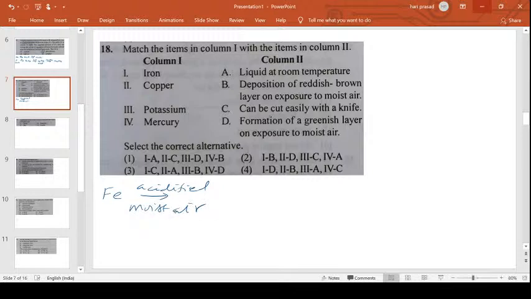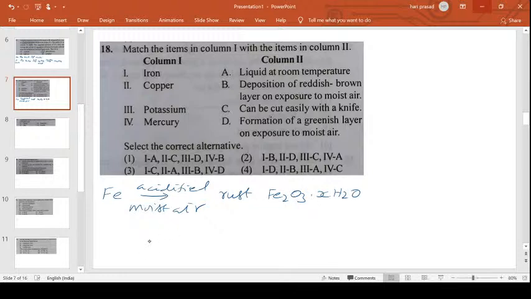Moisture is acidified because air has carbon dioxide that reacts with water to give carbonic acid. Carbonic acid is an acid, therefore air is called acidified moisture. Iron undergoes rusting in the presence of acidified moisture to give rust. The rust formula is Fe2O3.xH2O. Hydrated ferric oxide is called rust.